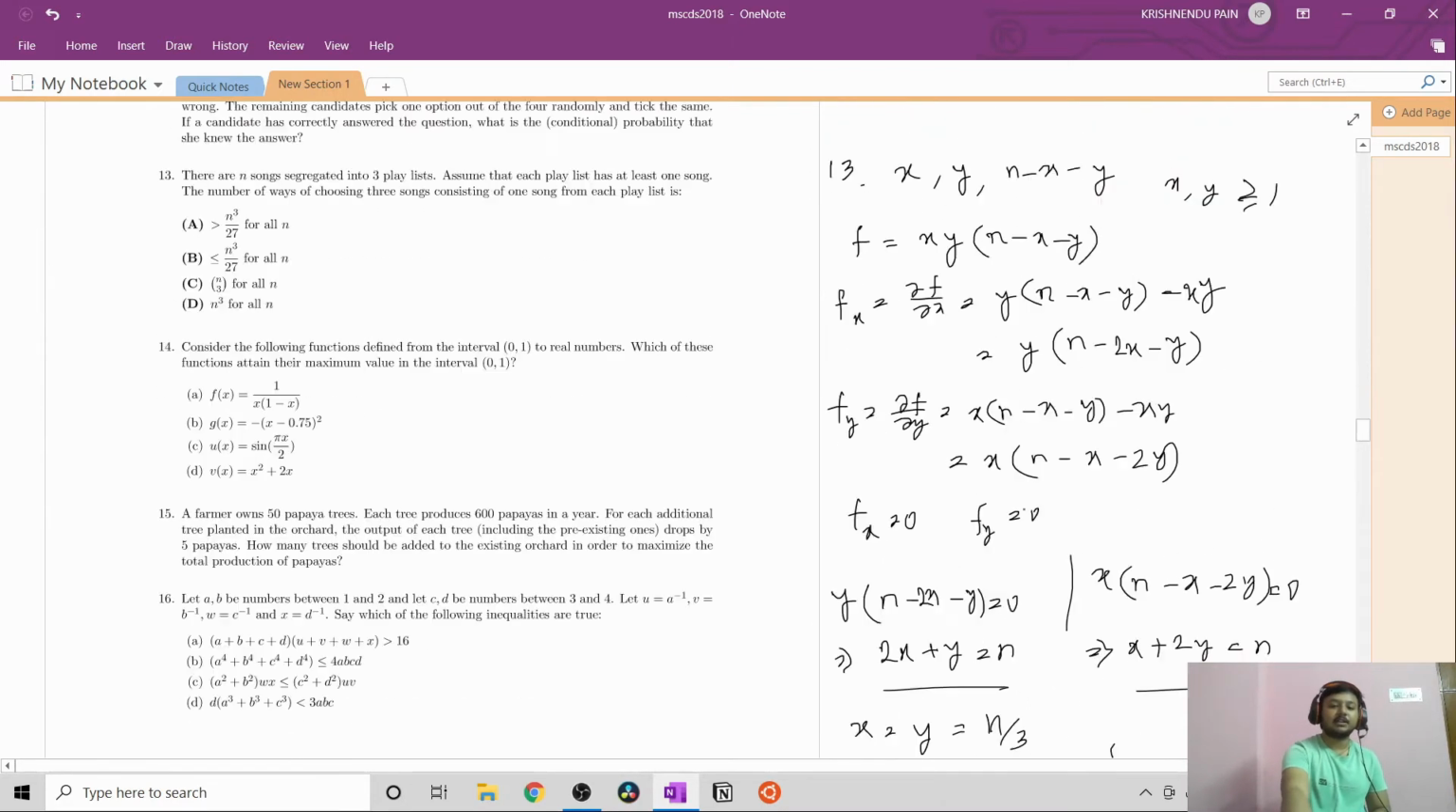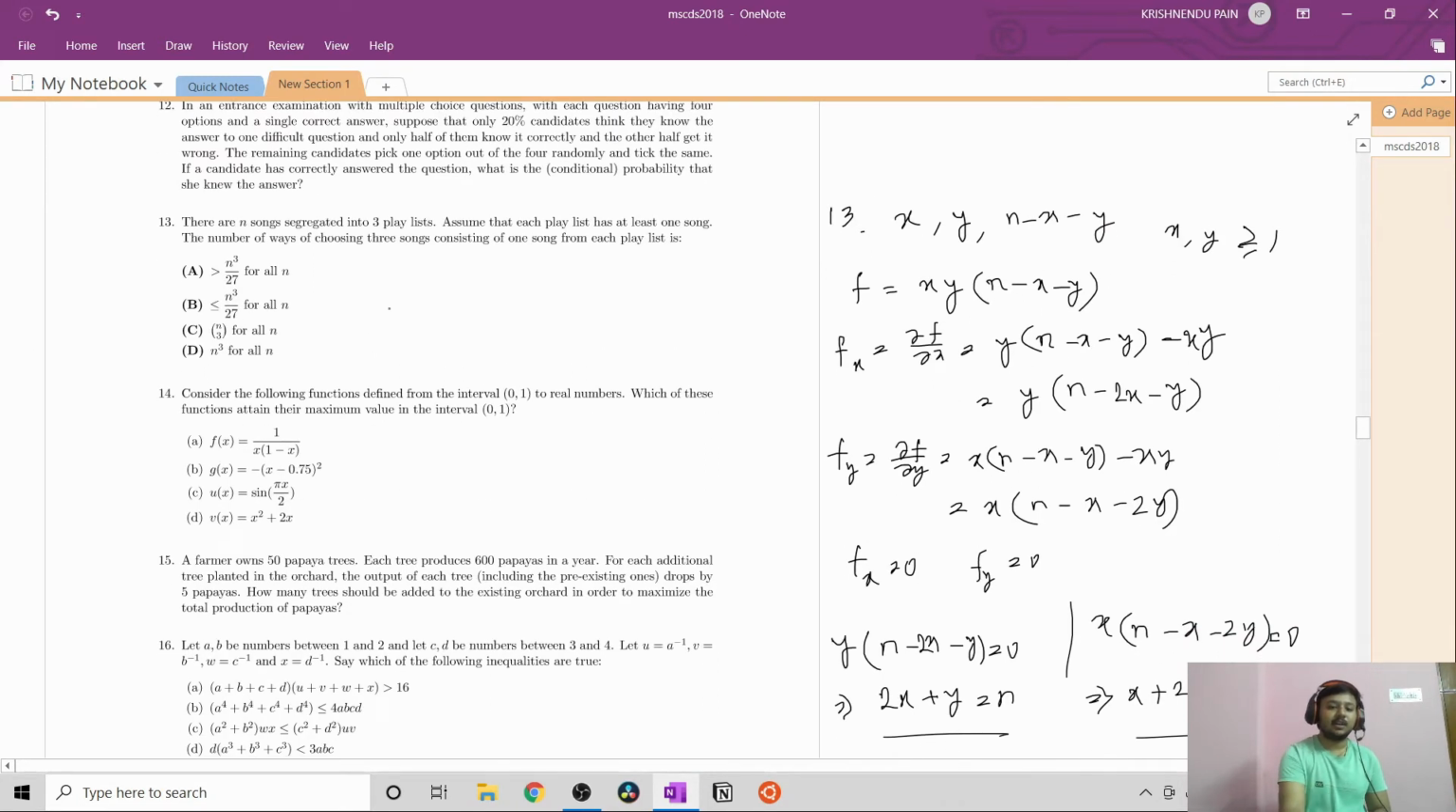So the correct option is option B, that the number of ways of choosing those songs is less than or equal to n cube by 27 for all n, is the correct answer.